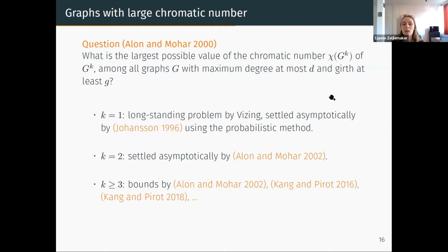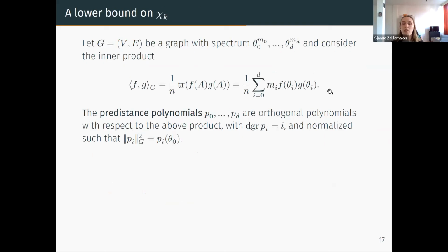So in a partial attempt to answer this, we looked at an old paper from Fiol. Here he defines something called the predistance polynomials. What they exactly look like is not important here. But the idea is that we define an inner product on the eigenvalues of this graph, and we have a sequence of polynomials that are orthogonal with respect to this product. And we normalize them with regard to the largest eigenvalue of the graph.